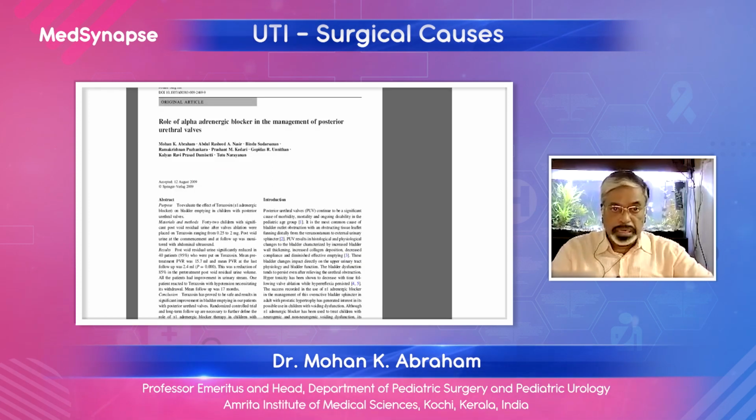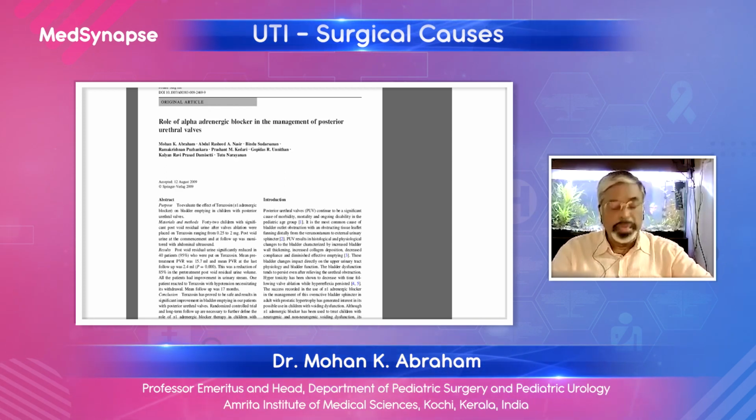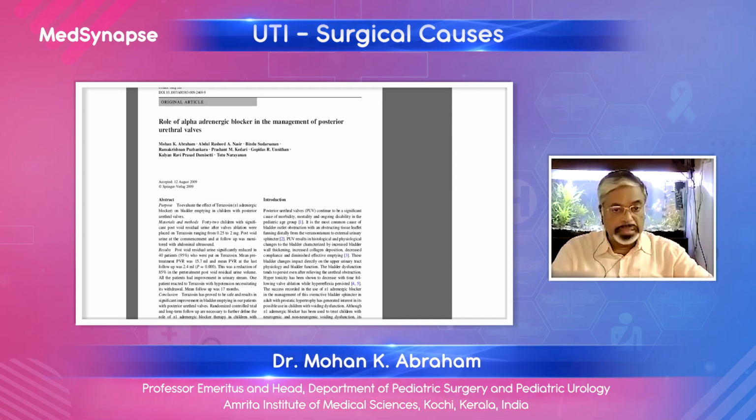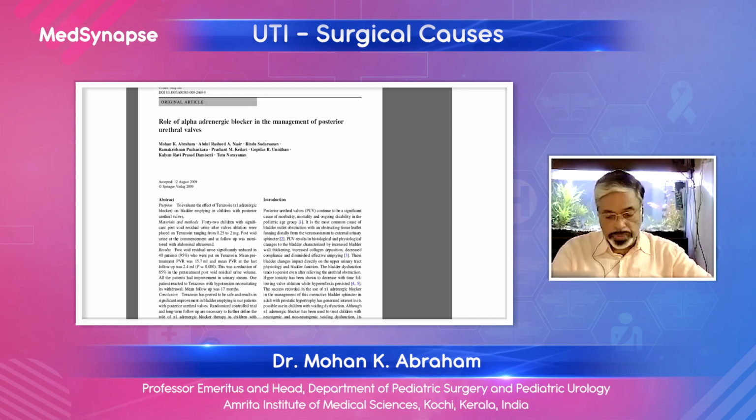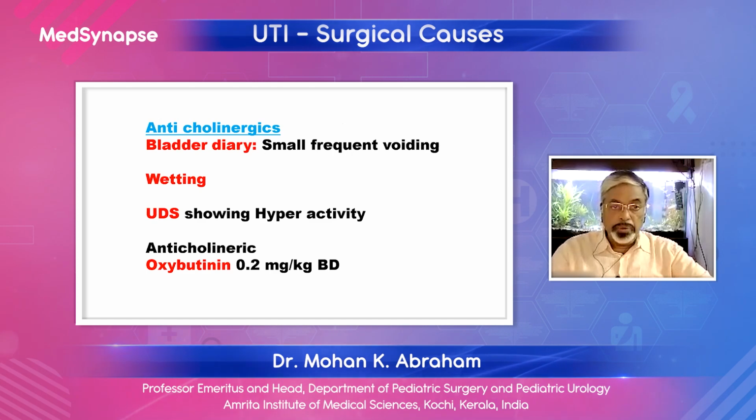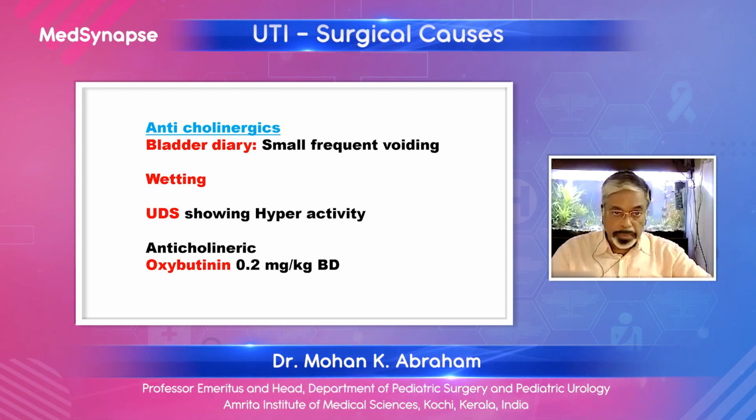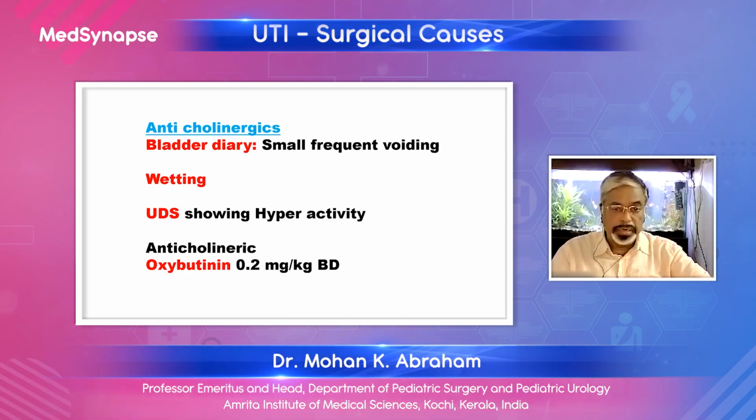We were the first ones to try the effect of alpha-adrenergic blocker on posterior urethral valve. This was published way back in 2009 in Pediatric International. What we found was that in 95% of cases, there was a significant reduction in the post-void residue. So we still continue to use that. You may need an anticholinergic if there is evidence of detrusor hyperactivity, like small frequent voiding, or urodynamics showing hyperactivity. You give oxybutynin, which is widely accepted and approved for pediatric use.